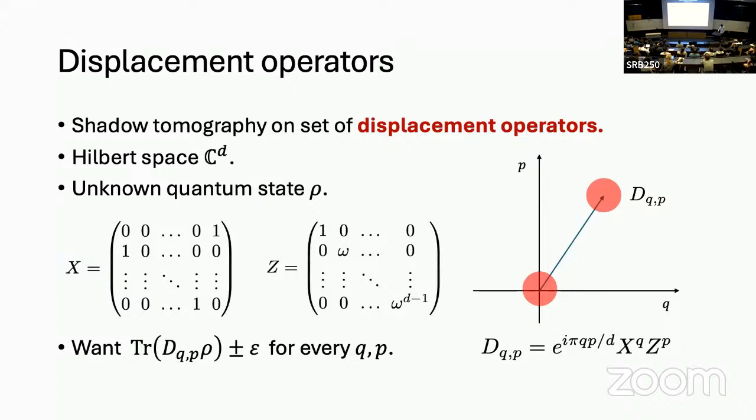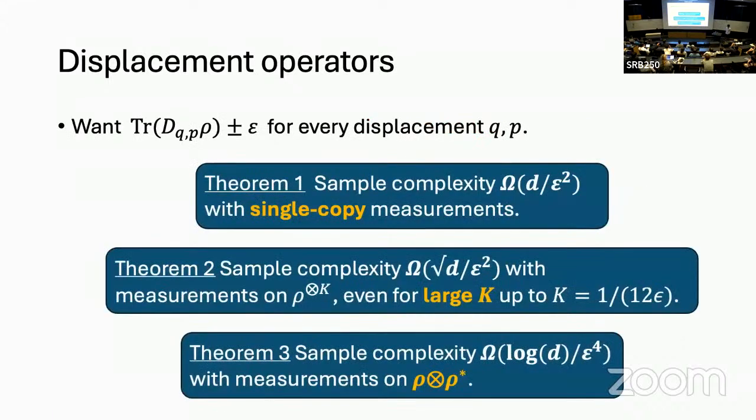OK, so now I can share what the results are. The first two theorems are both lower bounds, and the third theorem is a new algorithm. The first theorem says, analogous to the Pauli case, that if you measure one copy at a time, you need exponentially many samples. So the same thing holds here. If we measure one copy at a time, then we need linear in d samples. So that's not too surprising.